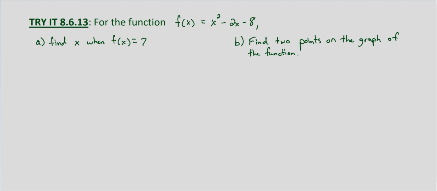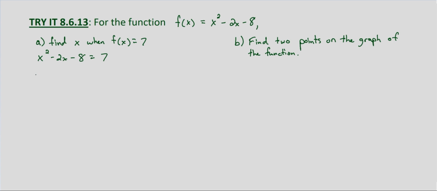So we're asked first, we're given f of x equals x squared minus 2x minus 8, and we're asked to find x when f of x equals 7. So this is just simply setting up the same type of problem that we've looked at this entire section. x squared minus 2x minus 8 equals, we just substitute 7 for f of x. So 7. And now it's just the same problem we've been looking at this entire section.